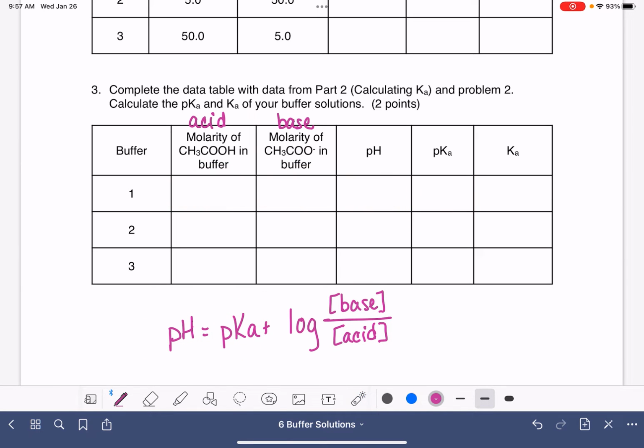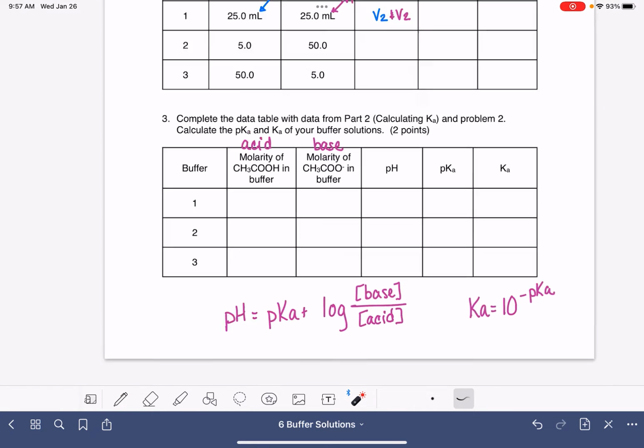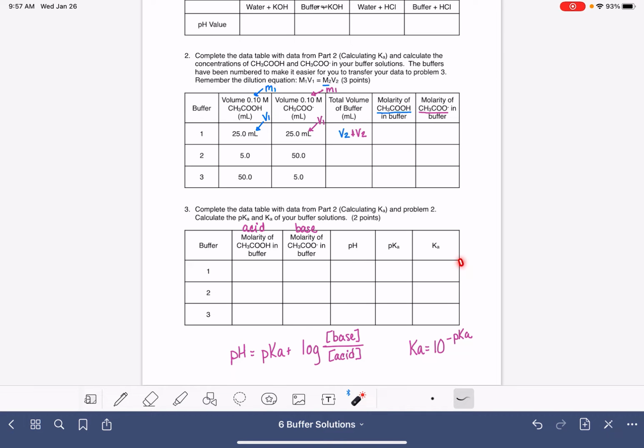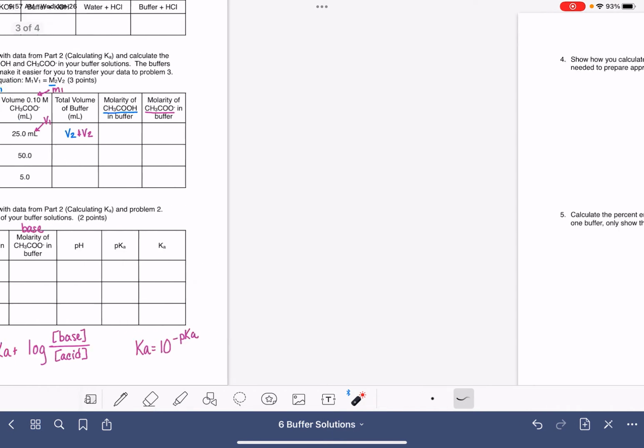Once we get pKa solved, we're going to calculate for Ka. Ka is just simply 10 to the negative pKa. That's going to give you this number right here. And these should all be pretty similar.